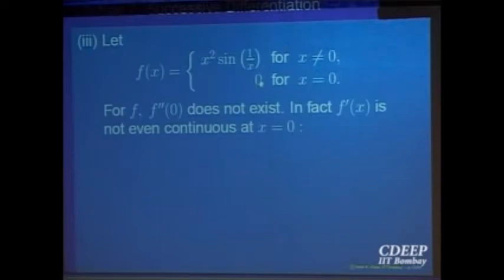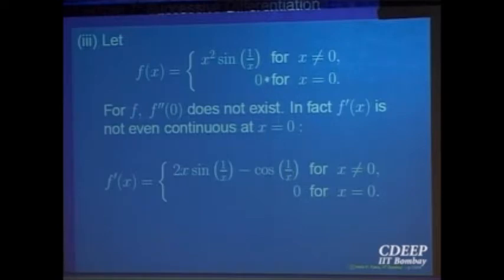At 0, how will you compute the derivative? f of x minus f of 0 divided by x. So one x will cancel with x square. So it will be x into sine 1 over x, and as x goes to 0 that is 0. So the derivative of this function at 0 is 0. So the first derivative function I can write down: if you differentiate by the product rule for x not equal to 0, that is the derivative. At 0 the derivative is equal to 0.